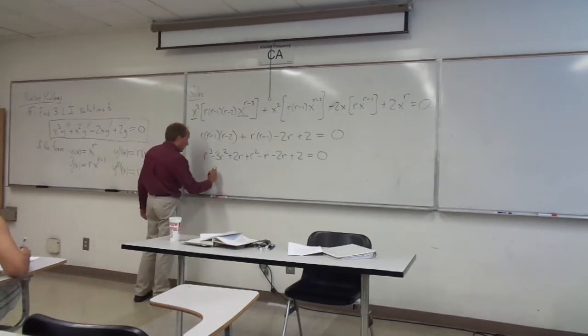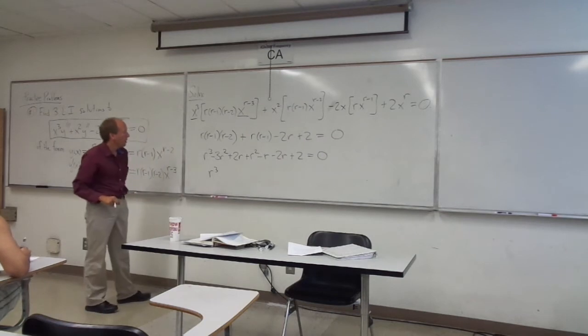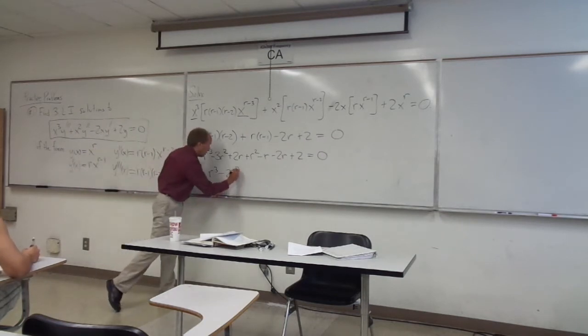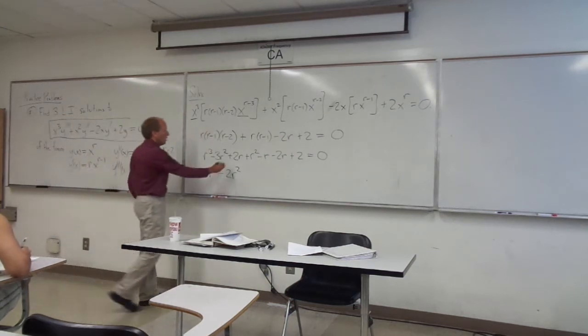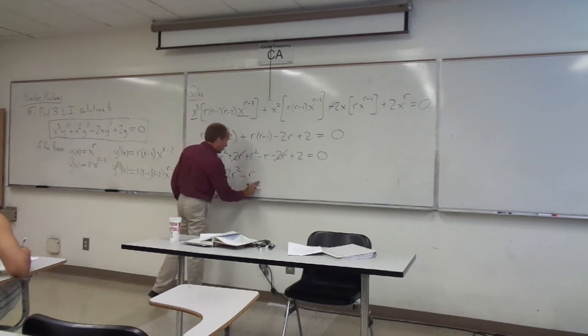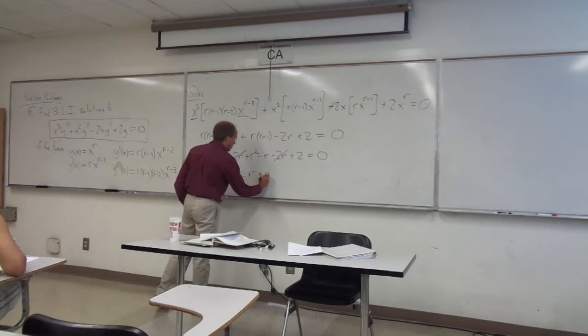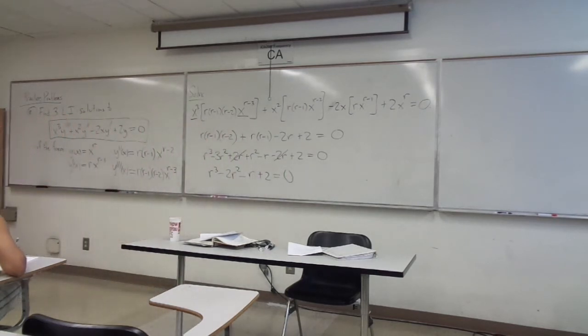So I'm going to have r cubed, and then how many r squareds am I going to have? Minus 2r squared. Good, minus 2r squared. All right, what about the r's? Minus r. Yeah, minus r, because the 2 r's cancel. And then the constant term? Plus 2. Plus 2 equals 0. Okay. So that's what we have. Anybody got a suggestion how we could solve that for r?